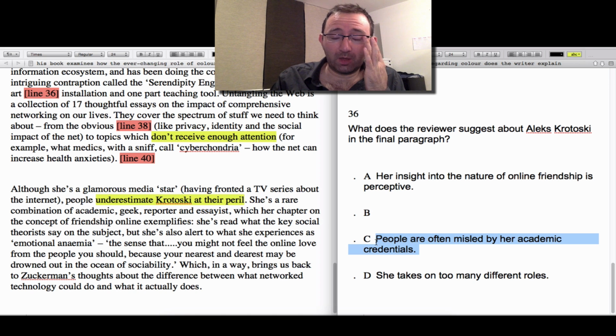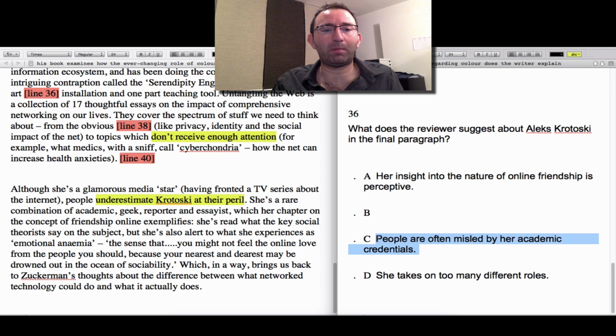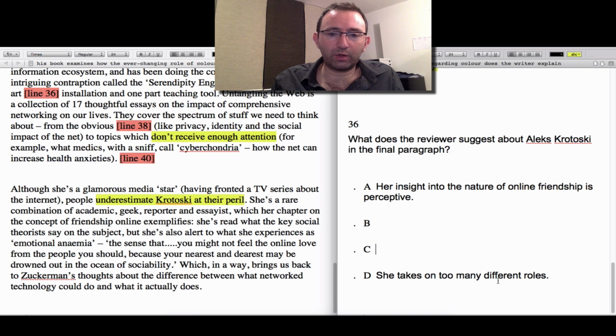People are often misled by her academic credentials. I think it's the opposite. I think it's people are often misled by her TV appearance, by her stardom. So if anything, you would say, oh, she's a stupid television personality. So she takes too many different roles. Well, she takes many different roles, but too many is negative. And the writer is actually admiring of Krotowski. Bang. Let's just check this is correct.